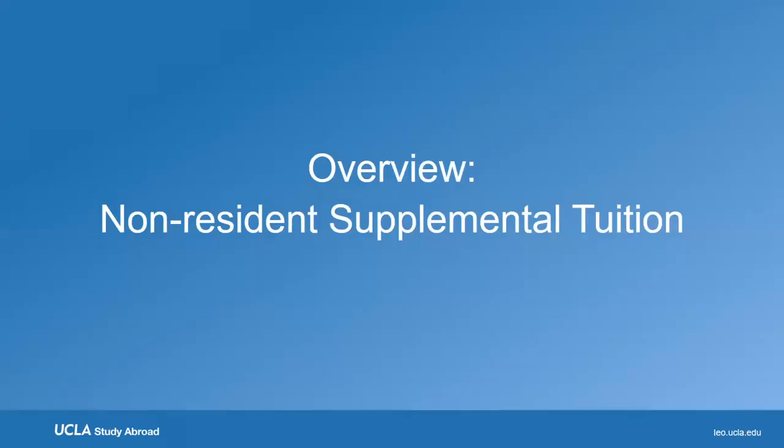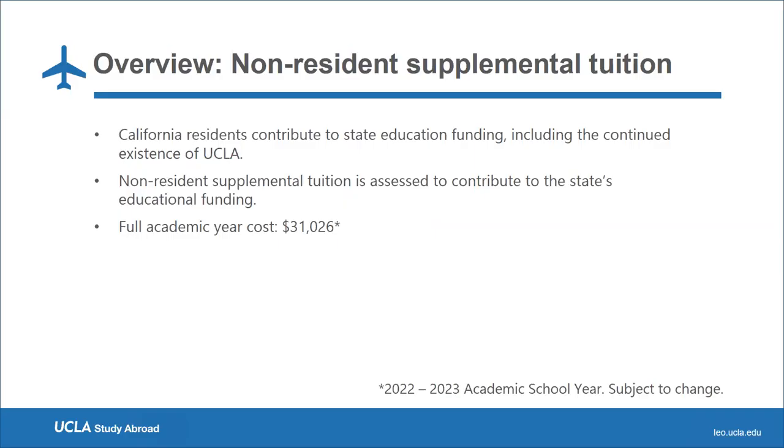So we'll briefly begin with speaking about the non-resident supplemental tuition. Why is it that you are assessed this additional fee? Well, California residents contribute to the state educational funding, which helps maintain UCLA as an institution and provide these academic offerings. So since you are attending the UC system, which is a California public institution, you would be responsible as well to help contribute to the state educational funding, which helps maintain UCLA as an institution. This is why you are assessed a non-resident supplemental tuition on a yearly basis.